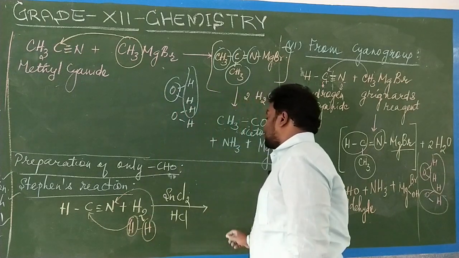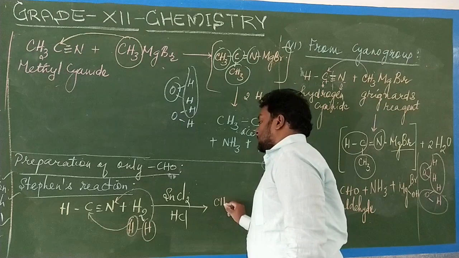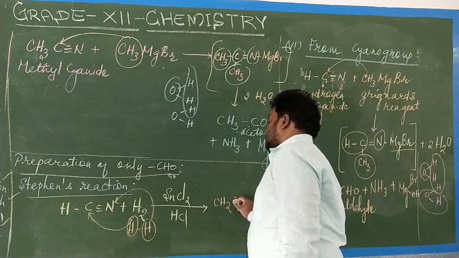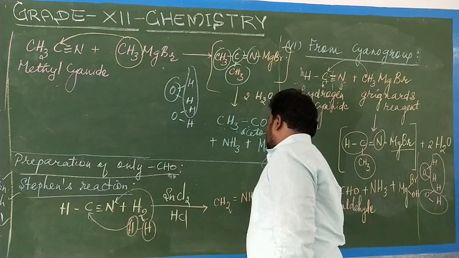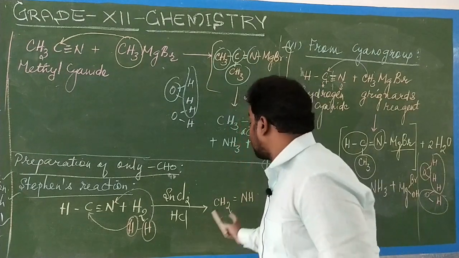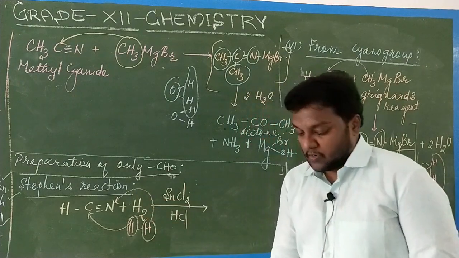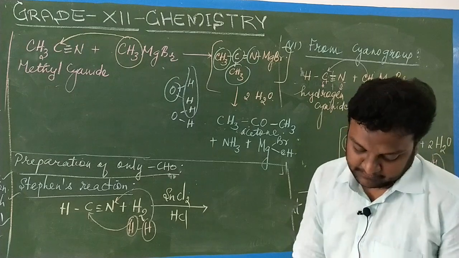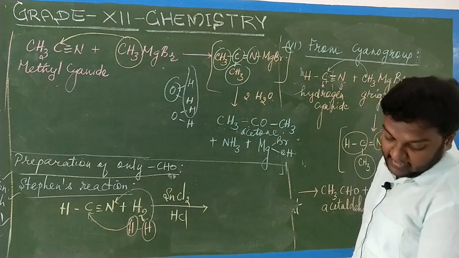So as a result, what is the product now? CH2 double bond NH, correct? So this is called an imine. Like we split it and wrote it earlier, the same way we can write this imine.